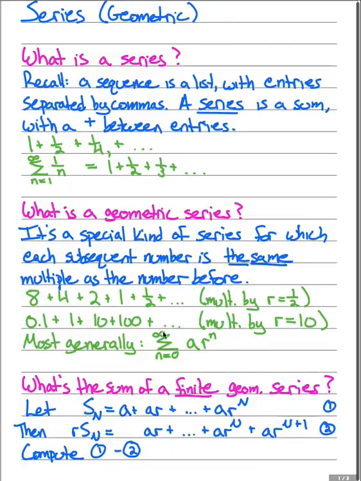And perhaps most generally, I like to write a geometric series this way, as the sum of a r to the n, where when n equals 0, r to the 0 is 1, so you just start with the number a, the first number that appears, and then you just keep adding to it, and each time what you add on is the previous thing multiplied by r.